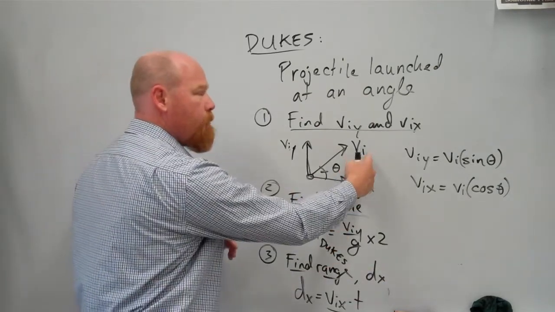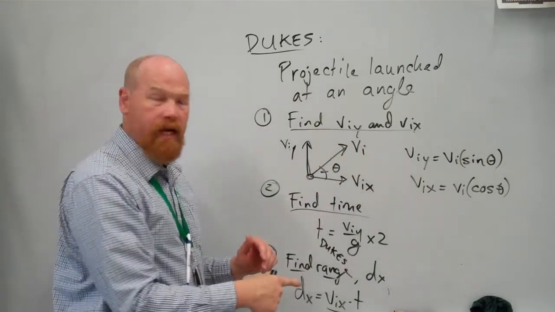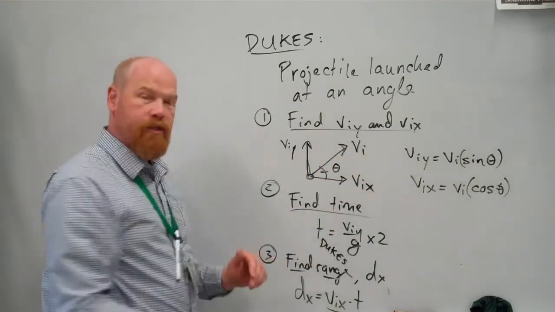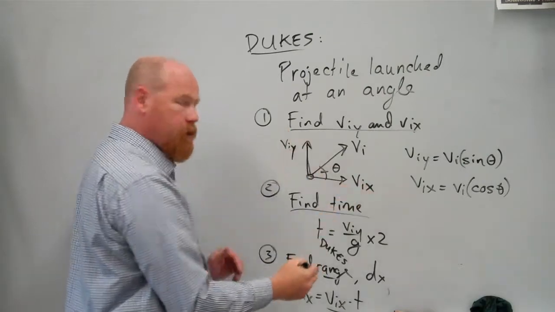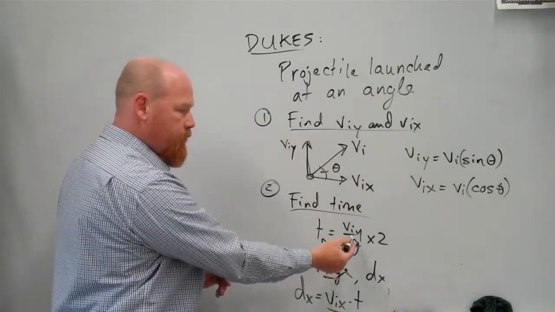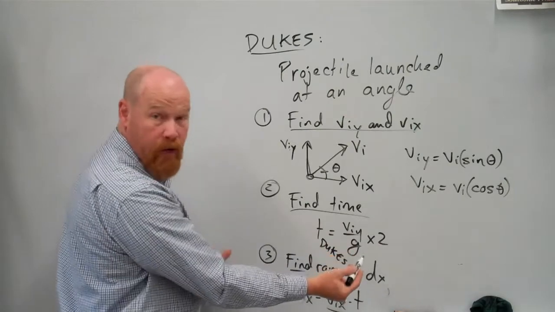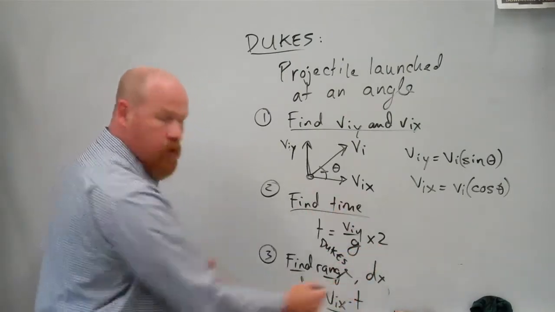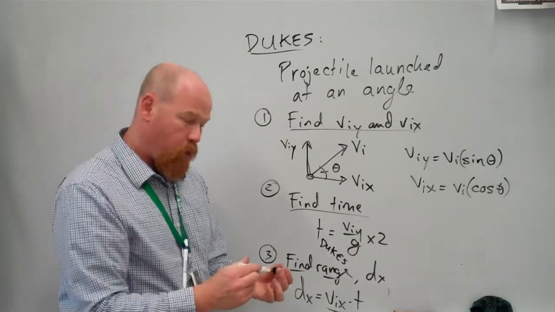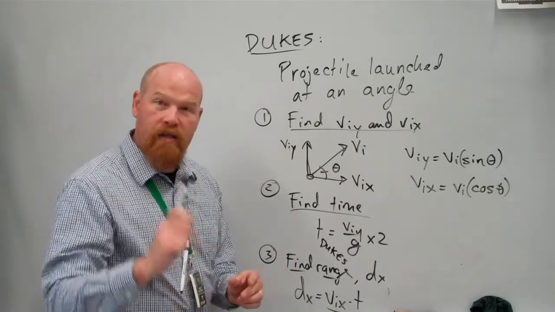So if I gave you, say this is 100 meters per second, and this is 30 degrees, you would then figure out the VIY and the VIX, and then whatever the VIY is, you divide it by 10 for gravity, or 9.81 if you want, multiply it by 2, and then you take your horizontal speed and multiply it by the time. And at this point, you should be able to do that.